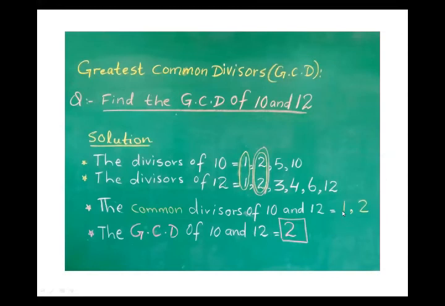Then you pick the greatest between these common divisors. The common divisors are 1 and 2, so here 2 is the greatest. So we pick 2 as the GCD of 10 and 12.